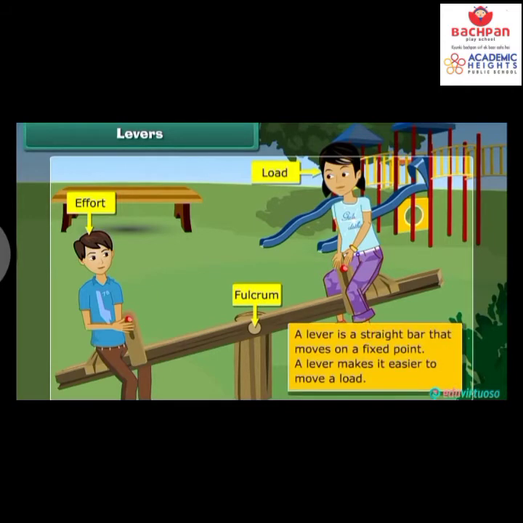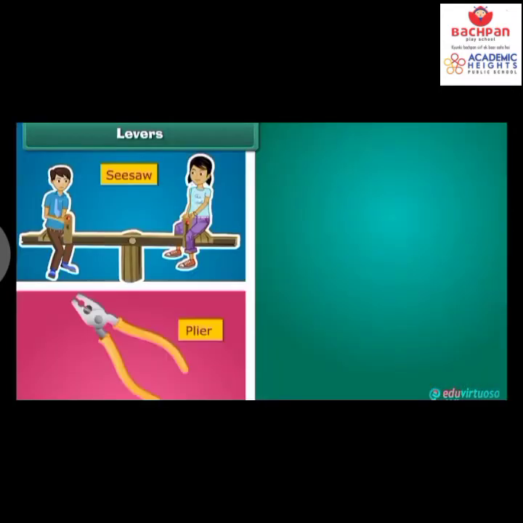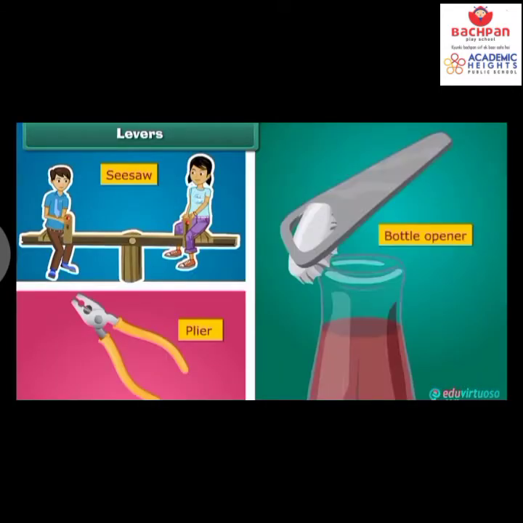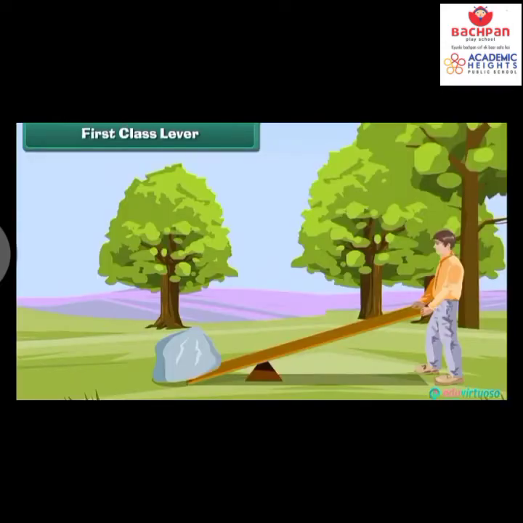So dear students, a lever is a straight bar that moves about a fixed point. A lever makes it easier to move a load. Now let's see some examples of levers: seesaw, pliers, and a bottle opener. Levers are classified into 3 parts. So we are going to discuss the classification.